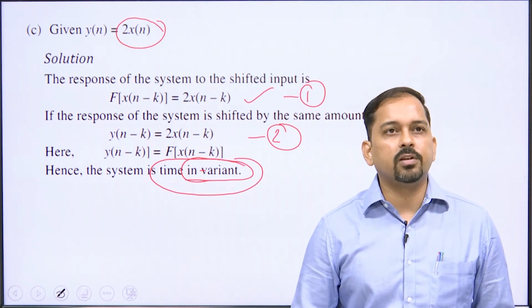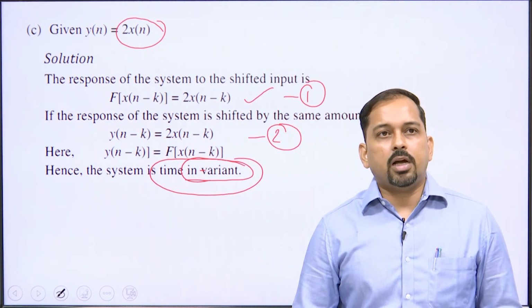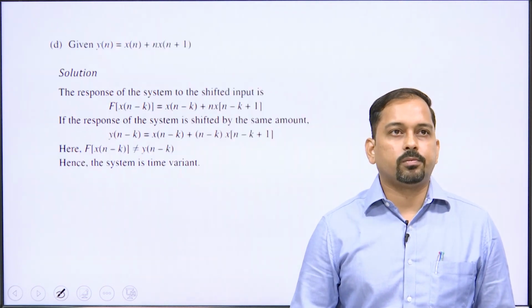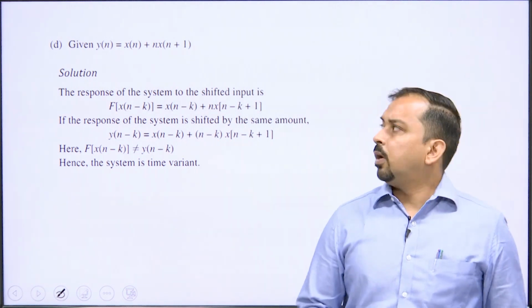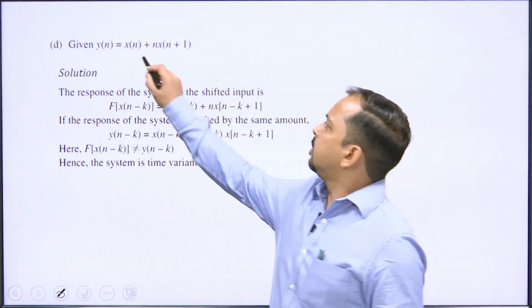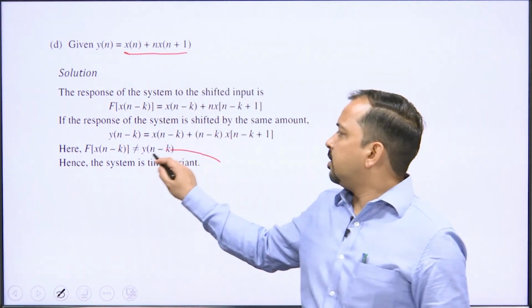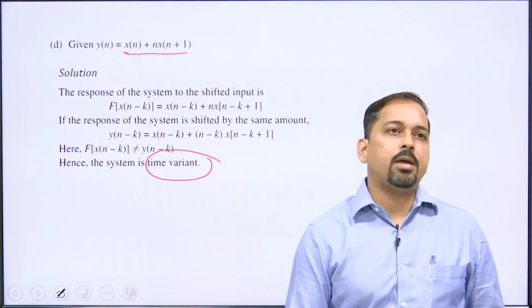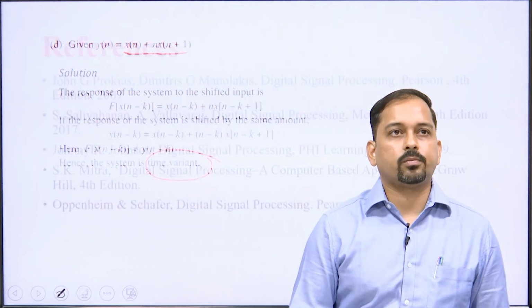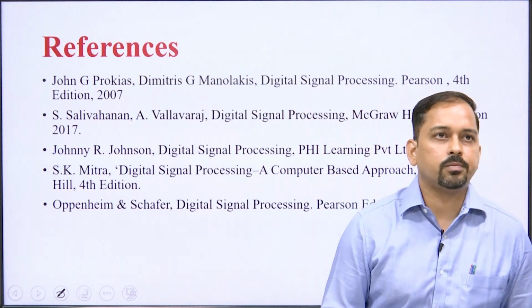In the next lectures we will see the stability and the further properties of the systems. This question again is quite easy, we can understand this. It will give us the answer, which is time variant, sorry. These are the references.